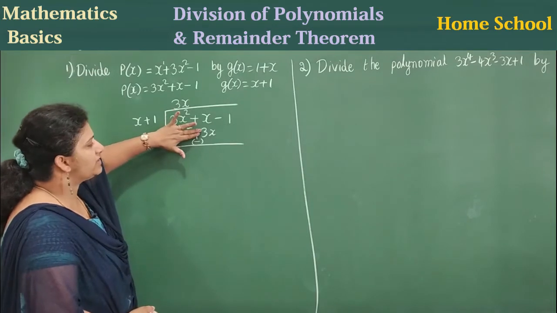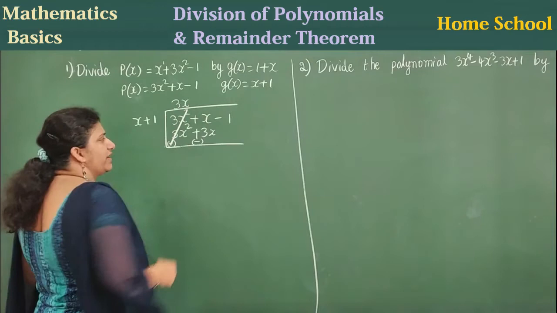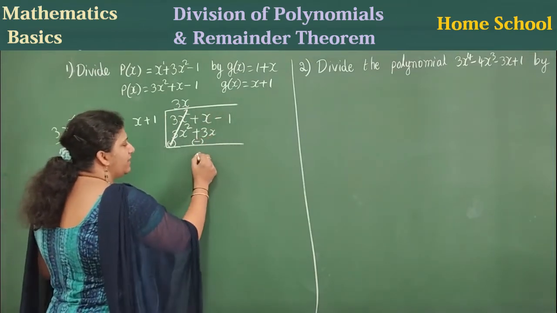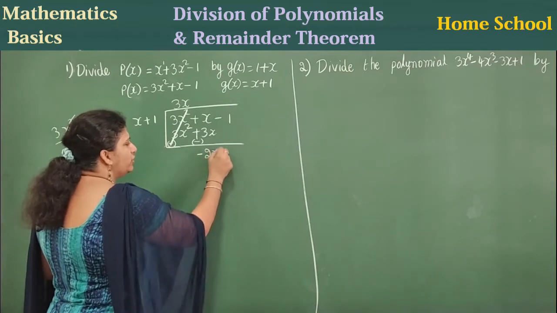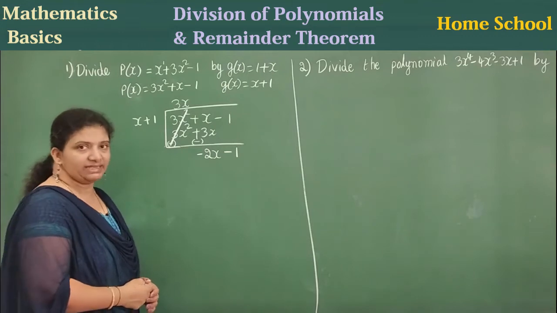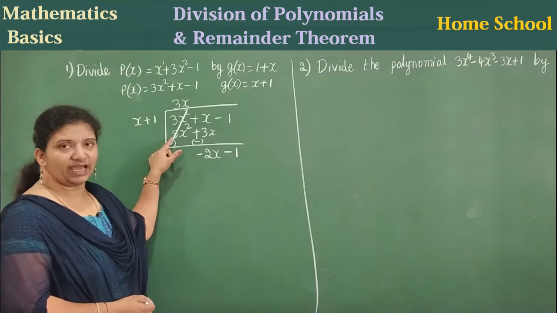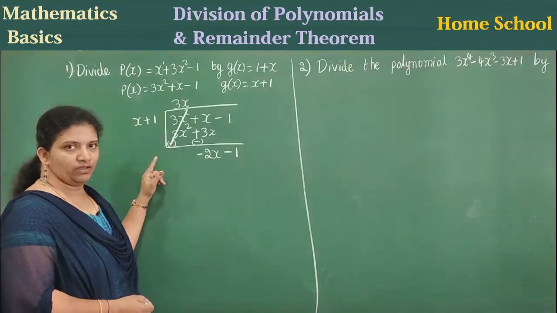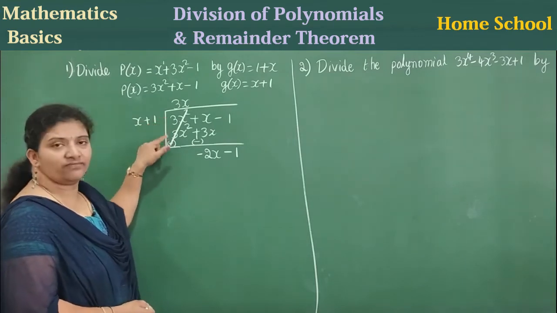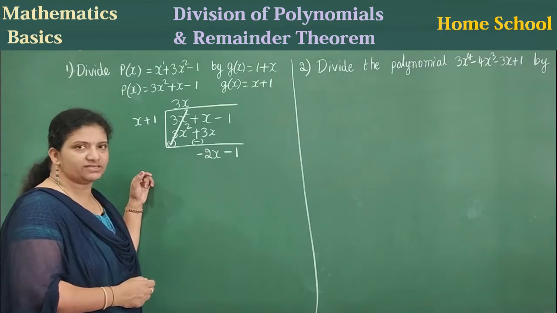So now forget this positive sign. Now look here, 3x square minus 3x square will be cancelled. X minus 3x will be minus 2x, minus 1. Drag this one down. So understand here carefully. When you have an opposite sign, directly you can add these two in order to cancel. So here we have same sign. If we have same sign, we cannot cancel.